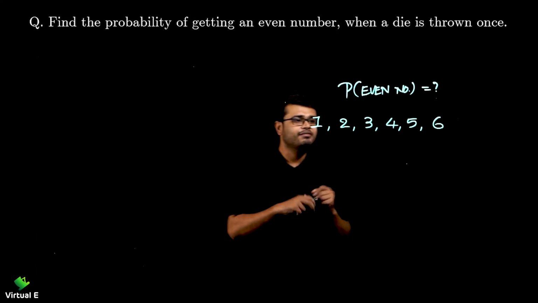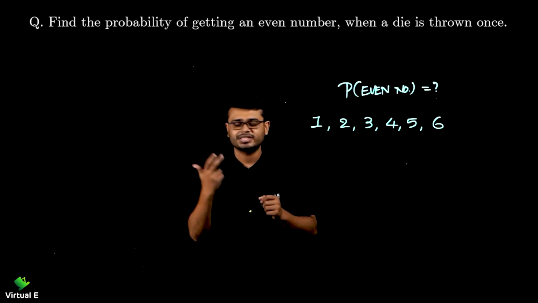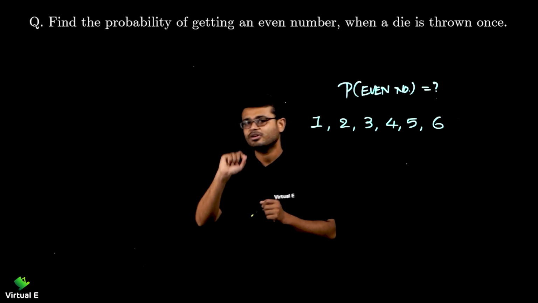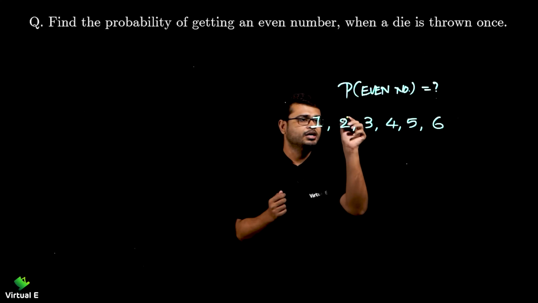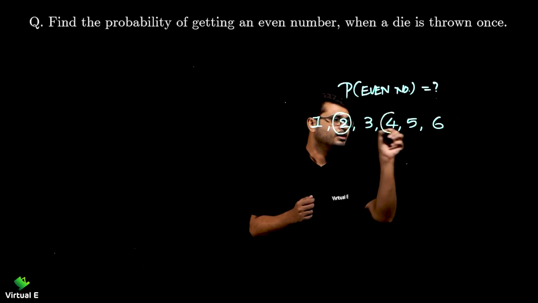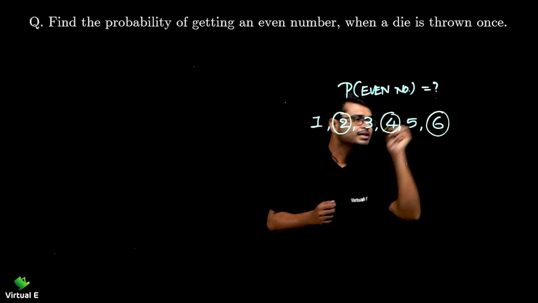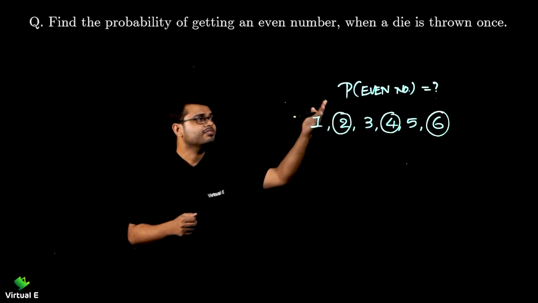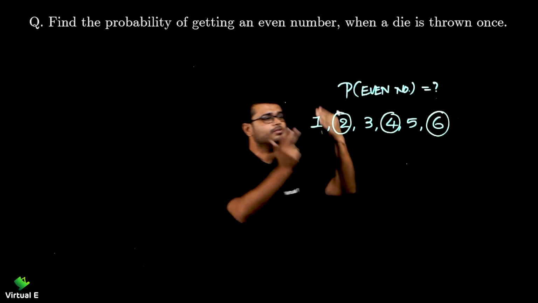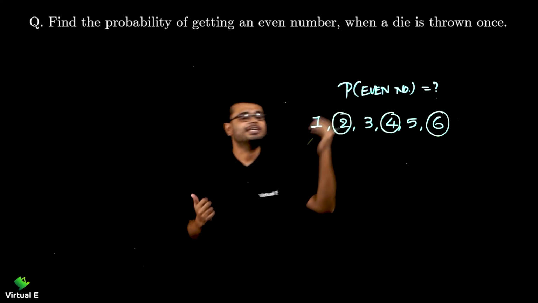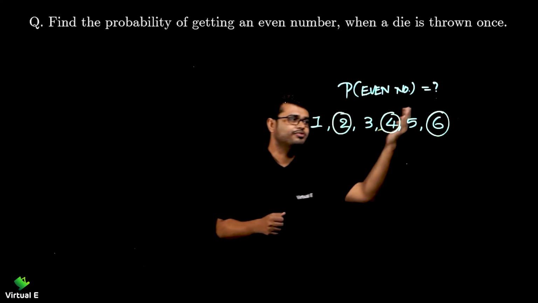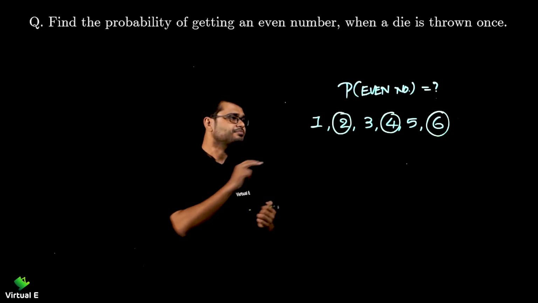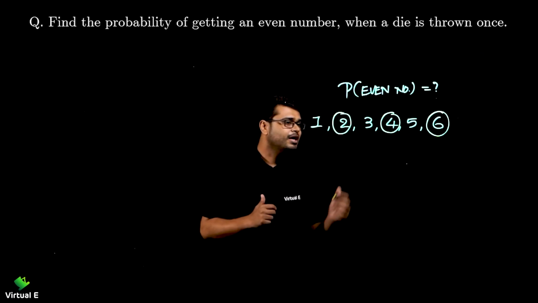Even numbers we know very well: 0, 2, 4, 6, 8, the numbers present in the table of 2. Very easy to remember. So 2 is there, then 4 is there, and finally 6 is there. 1, 3 and 5 are the odd numbers. If we had the case of odd numbers, we would have circled 1, 3 and 5. But we have the case of even numbers, so we are going to circle 2, 4 and 6.